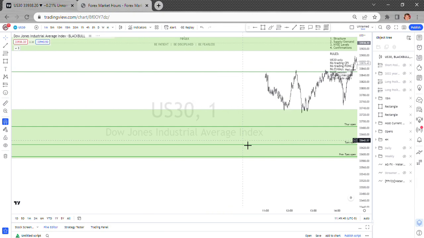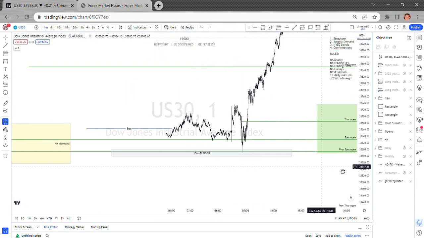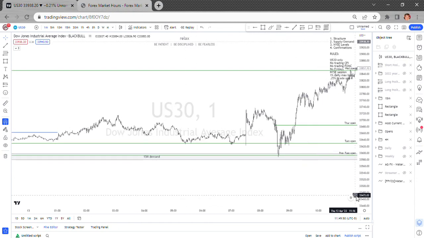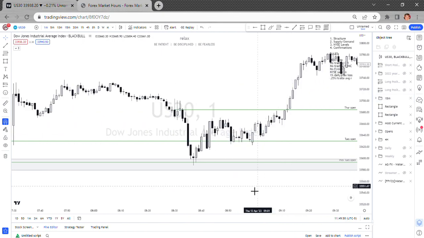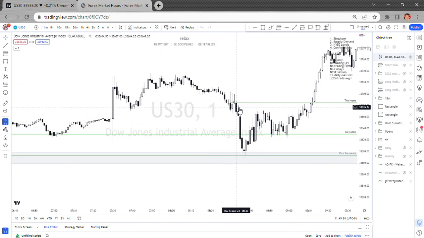So came back here at the open. There's the open, price dumps, taps my previous NYSE level, taps into this 15-minute demand, and then starts to take off. Consolidates here for a little while. Still have a little bit of imbalance right here. It never comes back. Had a big imbalance here.